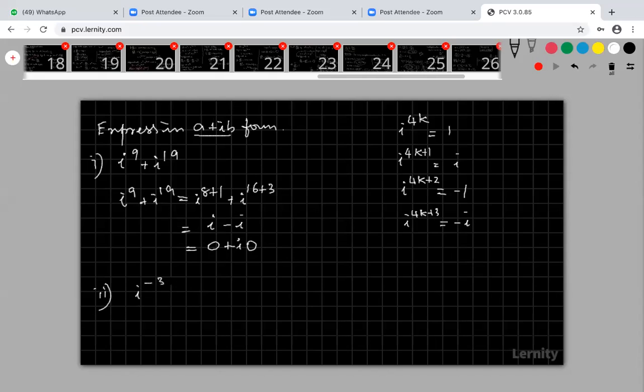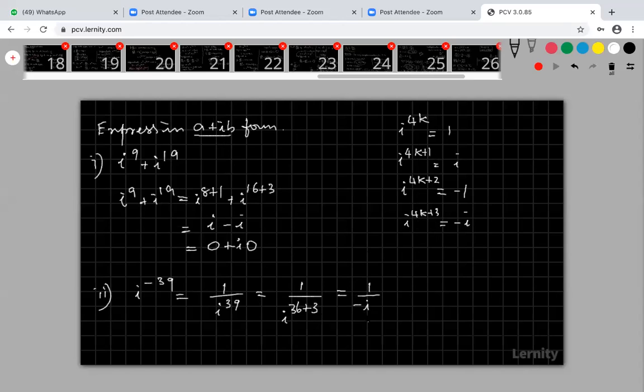Sometimes they are asking i power minus 39. What is i power minus 39? This is nothing but 1 by i power plus 39. I power 39 can be written as i power 36 plus 3, where 36 is nothing but a multiple of 4, because I'm going to apply this formula: multiples of 4 plus 1, plus 2, plus 3. Here it is multiples of 4 plus 3. So therefore this is 1 by minus i.